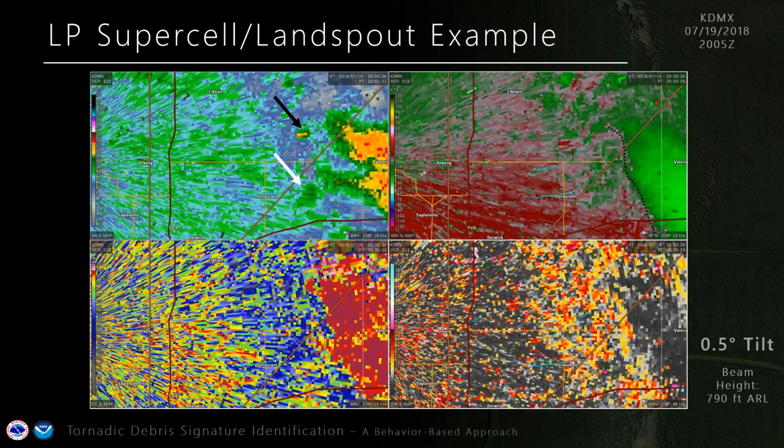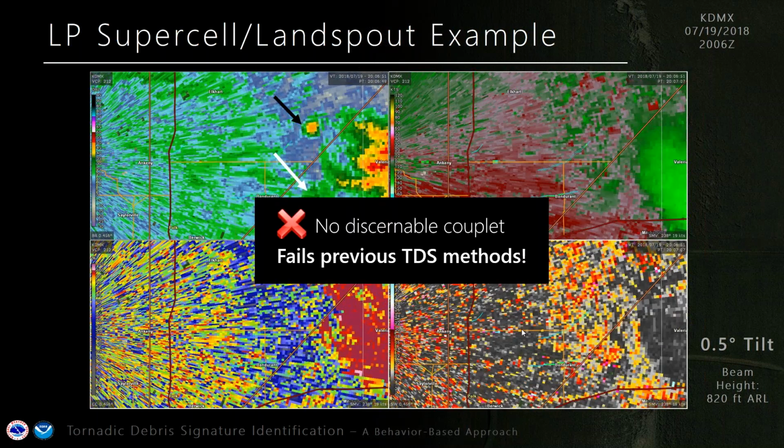And then finally here, about 10 minutes later, you start seeing a more classic reflectivity ball starting to develop here after the tornado has dissipated, quite honestly. Nothing even close to being sort of a couplet on SRM at all, and CC isn't much help here given how noisy the data is. But again, no couplet whatsoever. So hitting on that aspect where we are identifying TDSs with no couplets, which would fail previous methods.